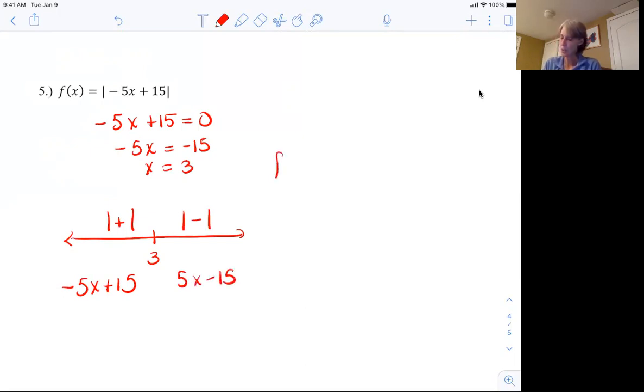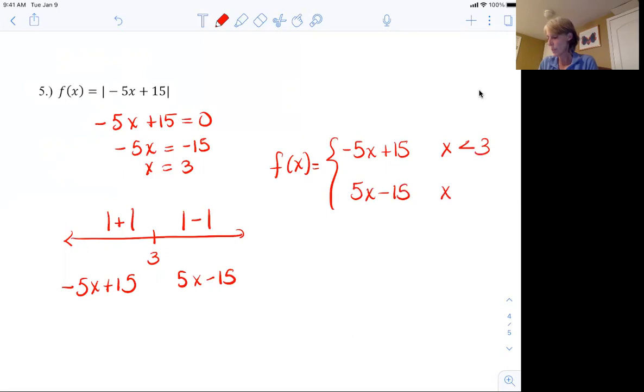And now we just rewrite this as a piecewise function: negative 5x plus 15 when x is less than 3, and 5x minus 15 for all x values greater than 3, and we'll put the equal sign there right now.